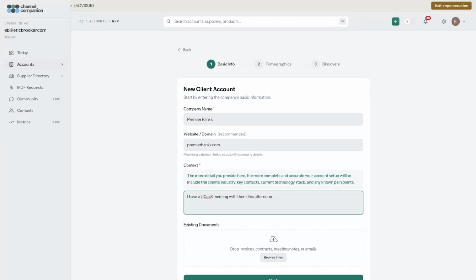If I had any meeting notes, transcripts, contracts, invoices, any of that, that provides more context at a deal and product level. For the case of the demo, I don't, so I'm going to hit next.